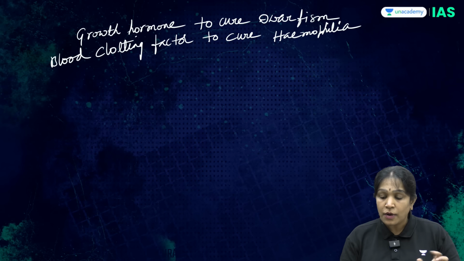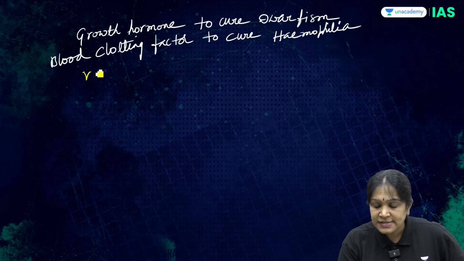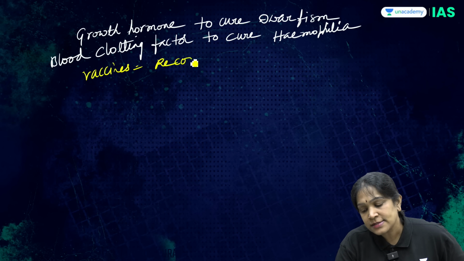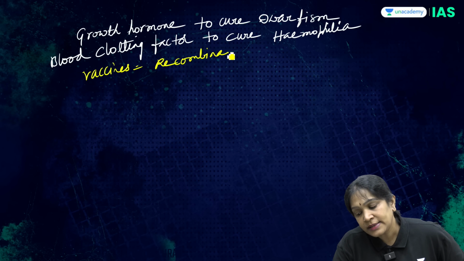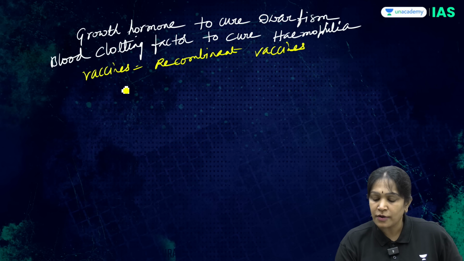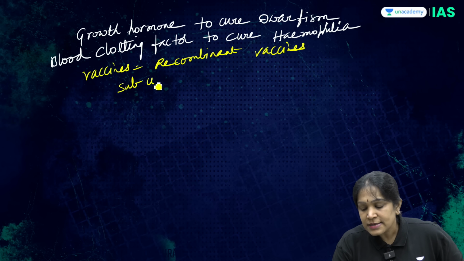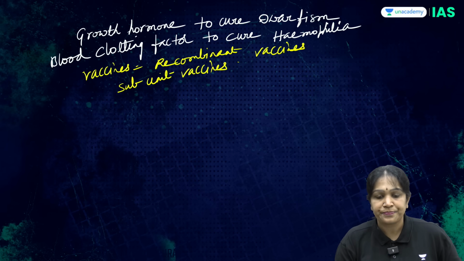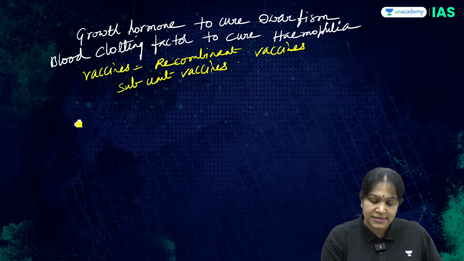Like that, we can also produce vaccines. Such vaccines are called recombinant vaccines. Recombinant vaccines, we can also call them subunit vaccines. Subunit vaccines. How to produce these vaccines?